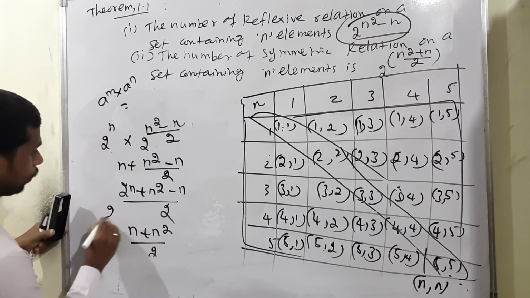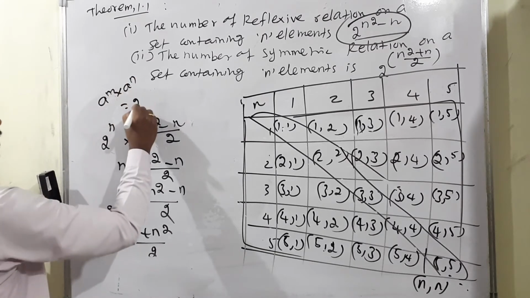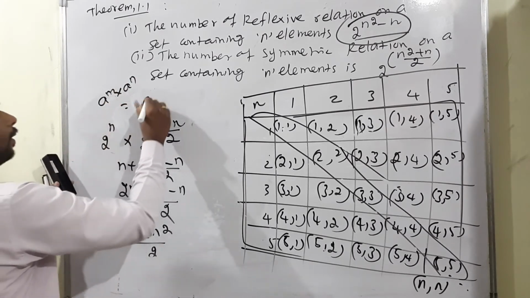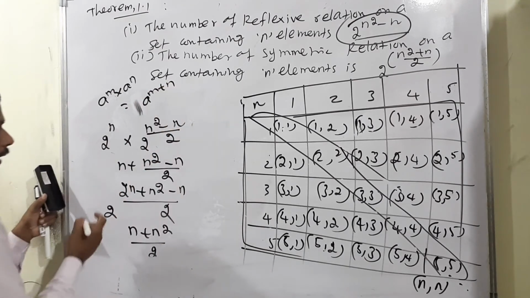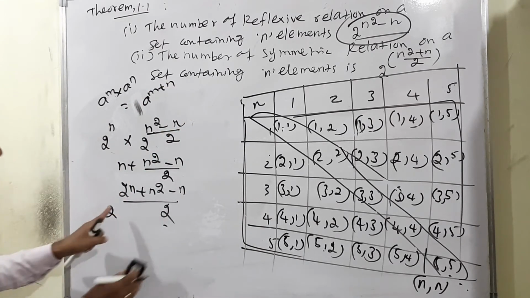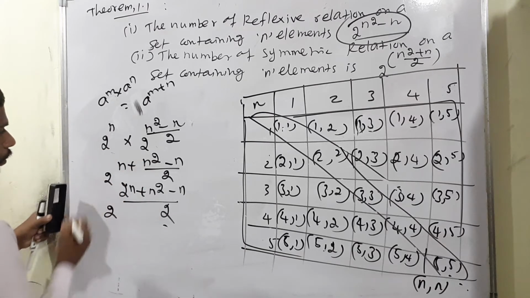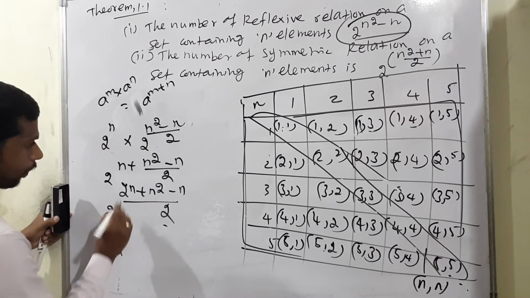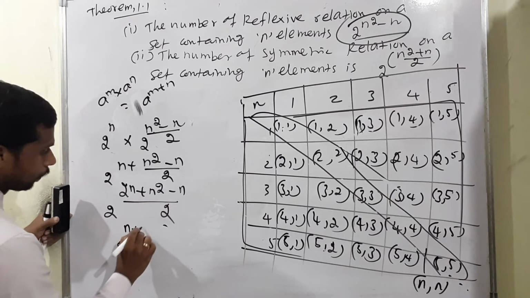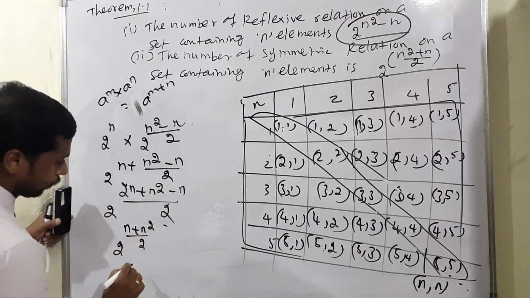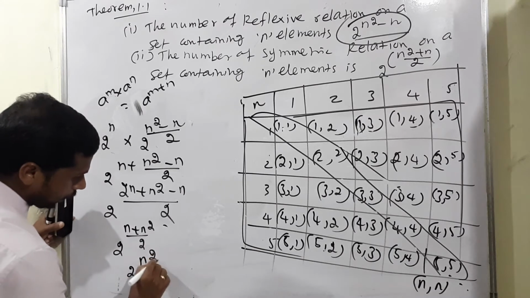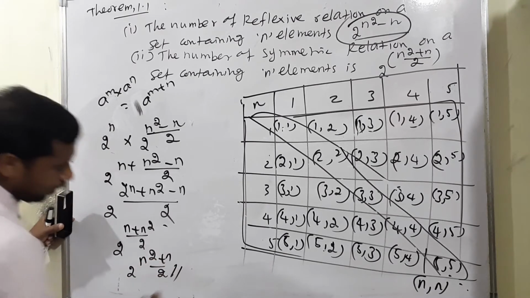Here also 2 to the power, isn't it? Because a to the power m into a to the power n means a to the power m plus n. Here we can write now, the base will be the same. Here also 2 to the power, 2n minus n means n plus n square by 2. Therefore we can write 2 to the power n square plus n by 2. This is the way, okay.